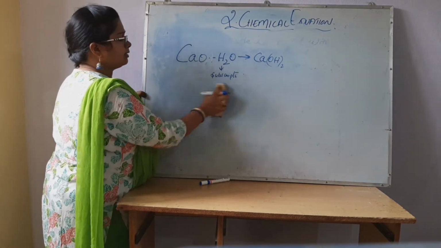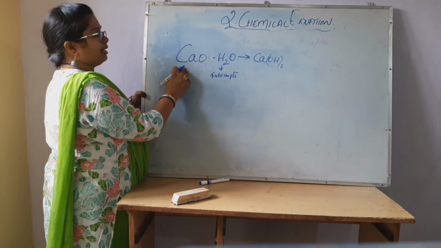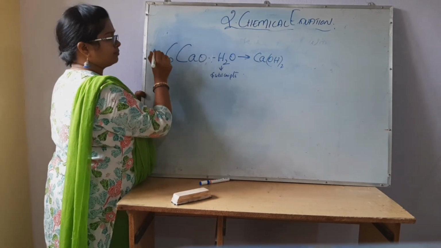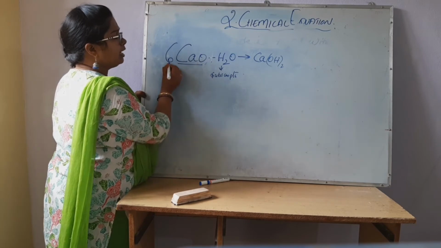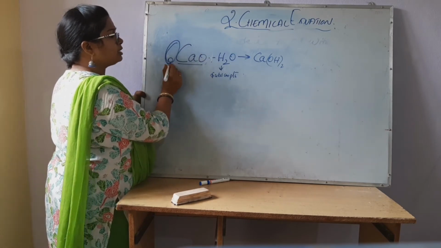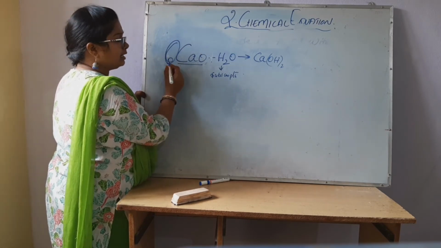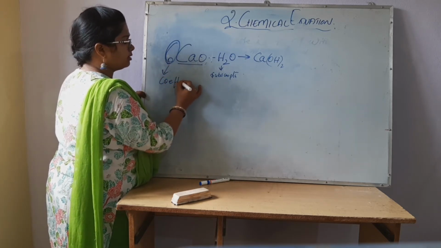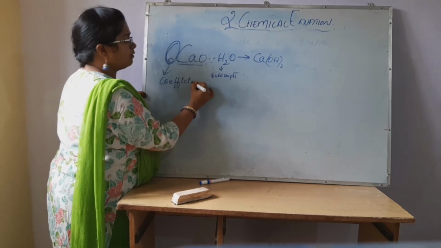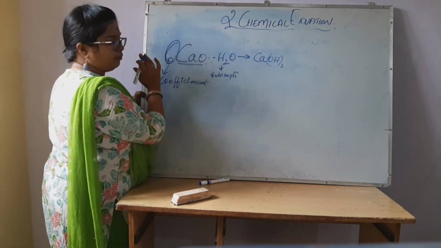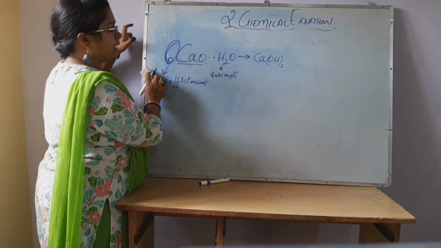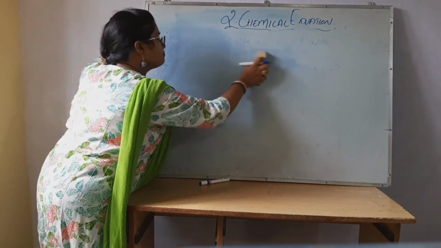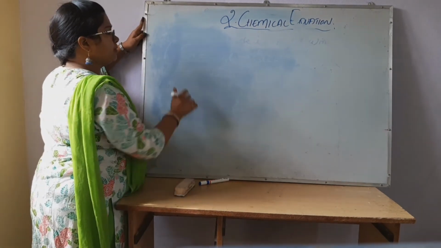If I write here, suppose, for example, you should not write like this. Example, I am saying, if I write something here, 6 CaO. So this is a molecule, isn't it? How many molecules of CaO are participating? This will tell. It is called a coefficient. In front of the molecular formula, if a number is there, it is called a coefficient. I will show you in the previous formula.